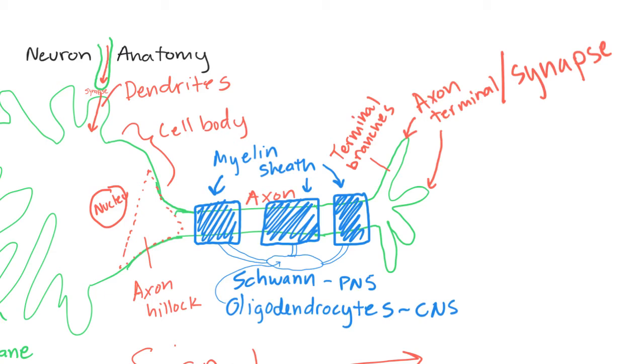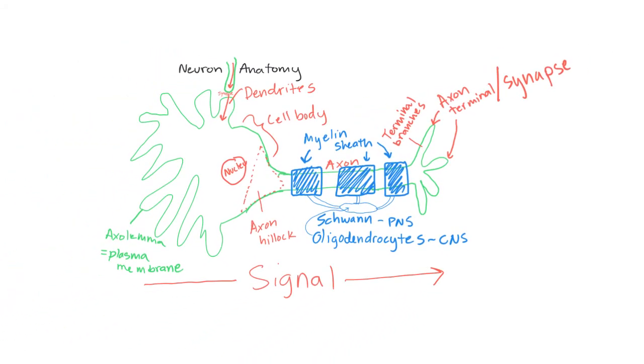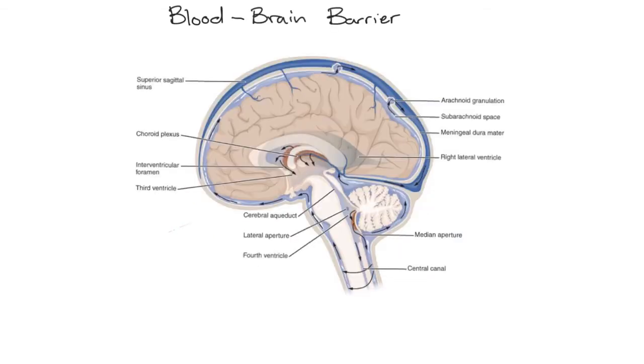Okay, and you guys already started to fill in some of the functions of these, but let's see how much you remember. So I'm going to pause this. So surrounding your brain, you don't have blood. Instead, you have cerebrospinal fluid.